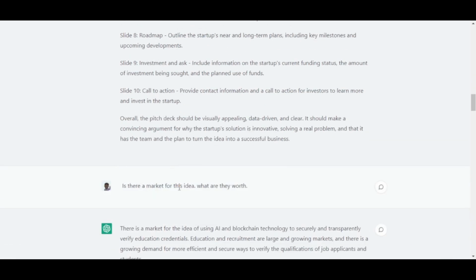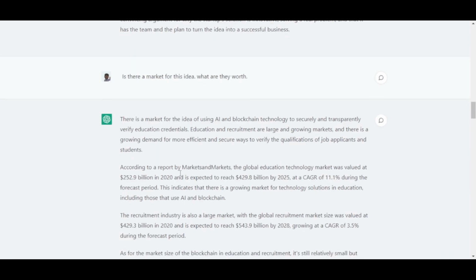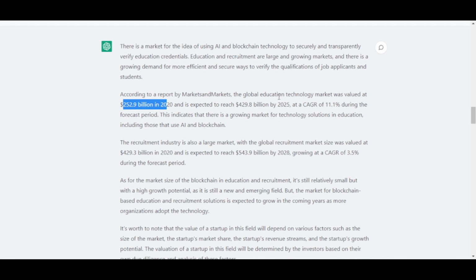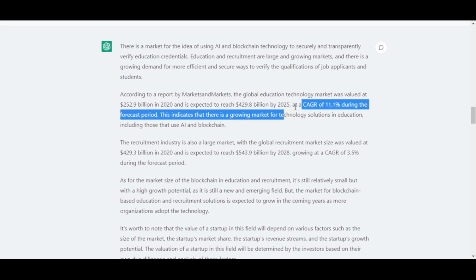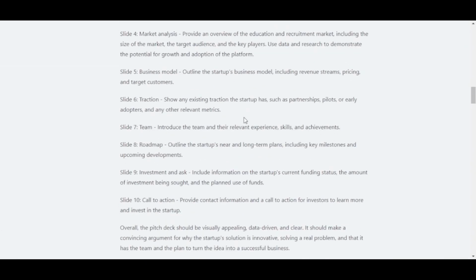Then I asked, is there a market for this idea? And ChatGPT amazingly, using its stats, gave us a reply that the market was valued at 252 billion in 2020 and is expected to reach around 429.8 billion by 2025. So here the growth, that is the CAGR, was 11.1%, and with an amazing reply ChatGPT answered us.